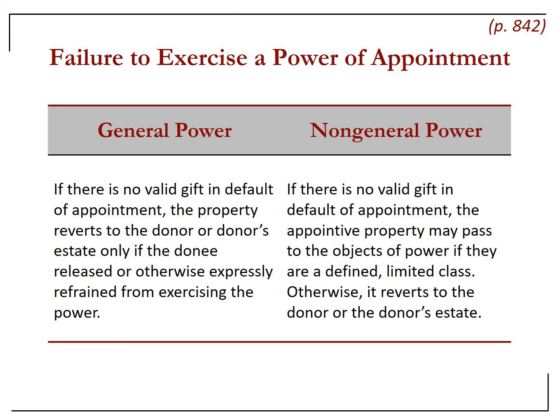Well, what happens if the failure to exercise is the failure to exercise a non-general power? If the donee of a non-general power fails to exercise it, and there is no gift in default of appointment, then if the objects are defined and limited in a limited class, the property can pass to the objects of the power by way of an implied gift in default of appointment. Otherwise, the property reverts to the donor or the donor's estate. And these rules are codified in the next couple of rules that are reprinted on this slide.